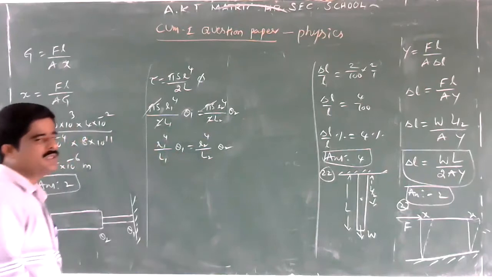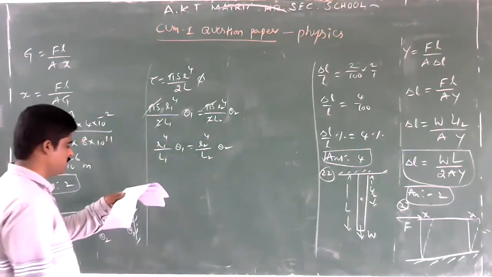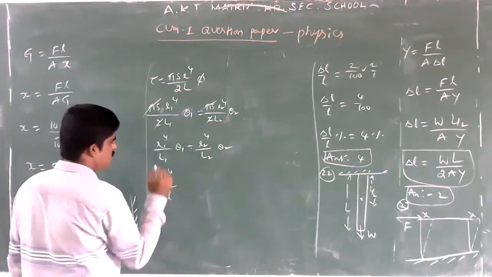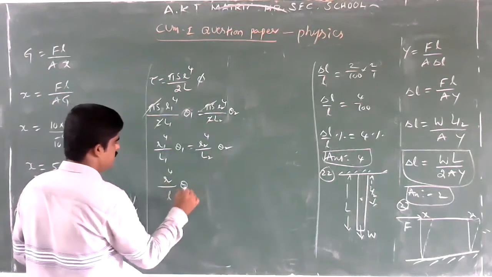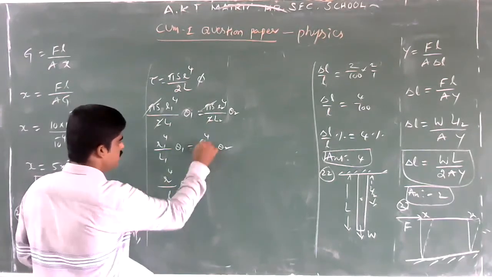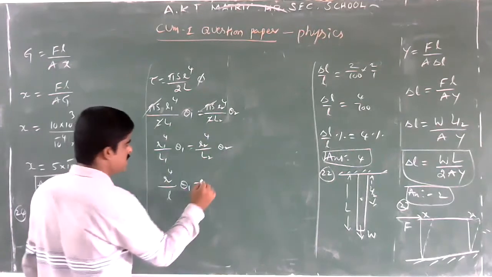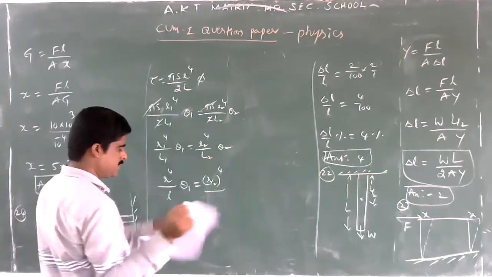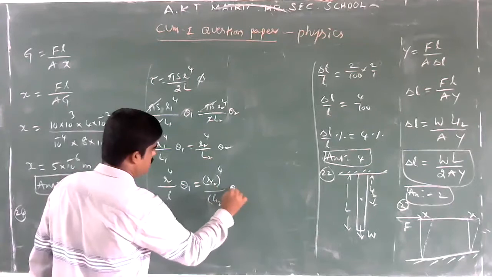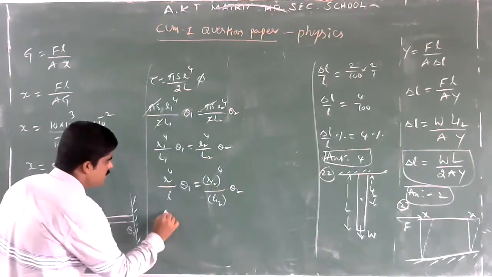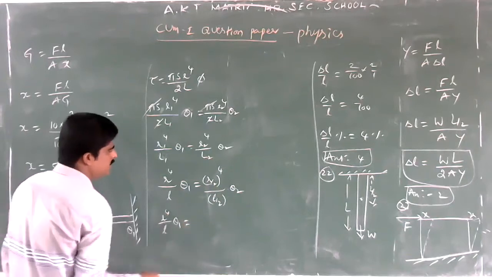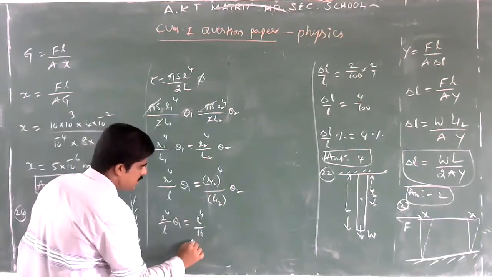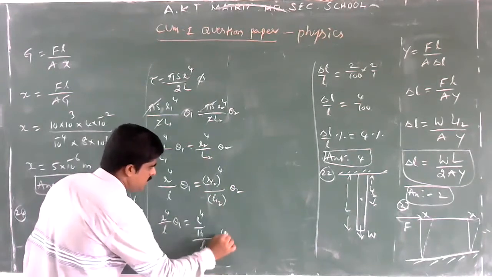Next, r1 is the radius of the first rod. Here the radius of the first rod is r, so r1 is r power 4. l1 is equal to l. Theta 1, how much twist is produced? That is theta 1. That is equal to r2. What is the radius of the second rod? r2 equals r by 2, whole power 4, by l2. What is the length of the second rod? l by 2, into theta 2. Okay, r power 4 by l into theta 1 is equal to r power 4 by 2 power 4, 16, divided by l by 2, into theta 2.